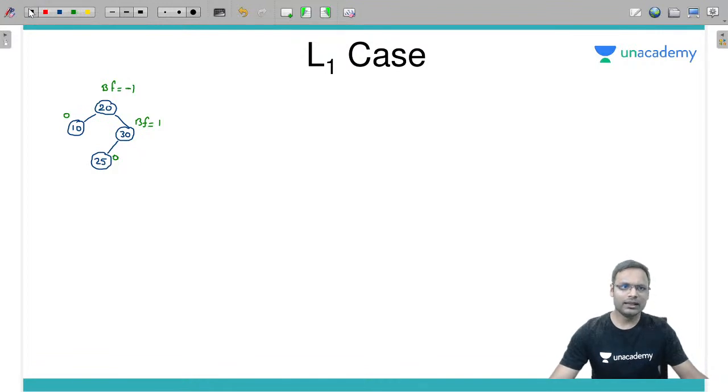Now let's try to delete a node which will make our tree imbalanced. We are going to delete 10. Finish it off. So we will delete 10. When we delete 10, there is nothing in the left of 20, null. Remaining tree as it is, whatever is left.